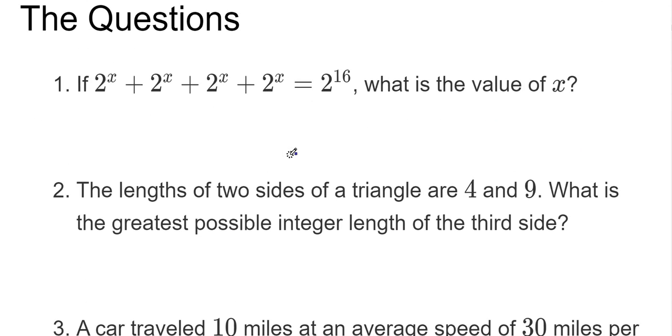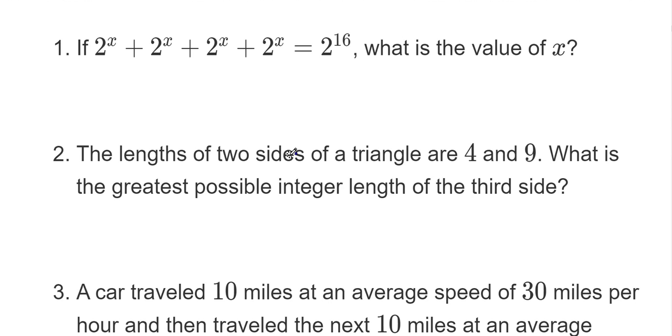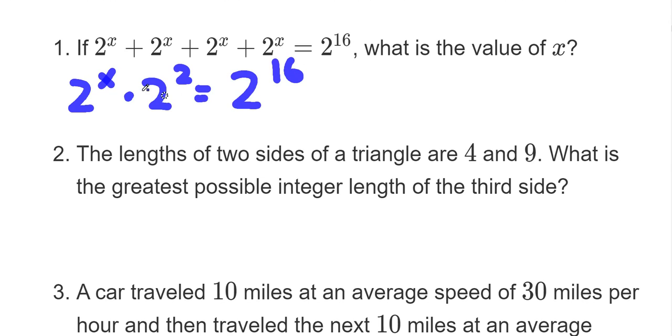Okay, so if 2 to the x times 4 equals 2 to the 16th, what's the value of x? So we're just going to say 2 to the x times 4, which is 2 times 2, equals 2 to the 16th. So x has to be 14, okay? 14 plus 2 is 16.